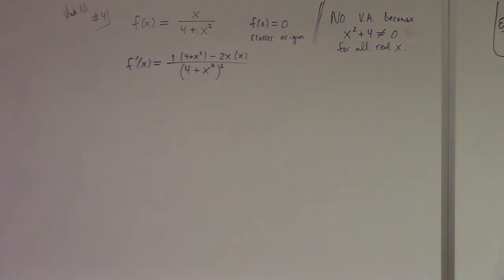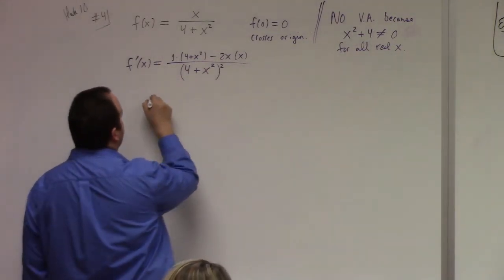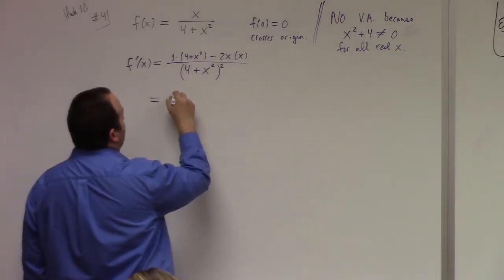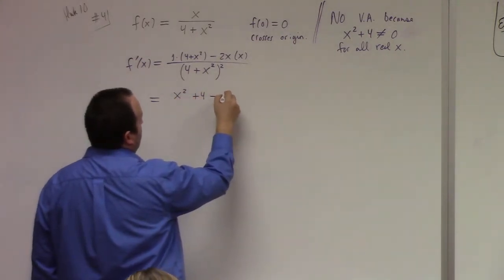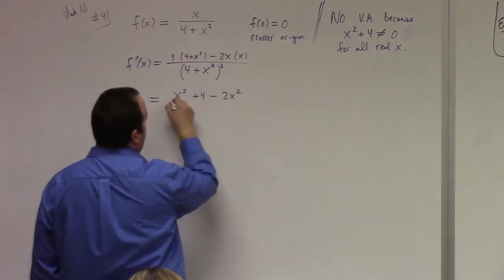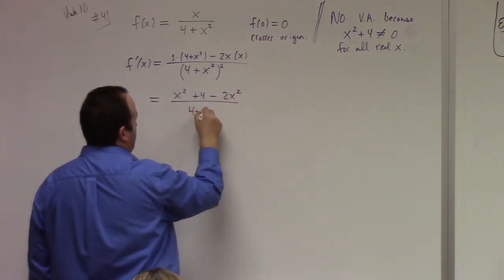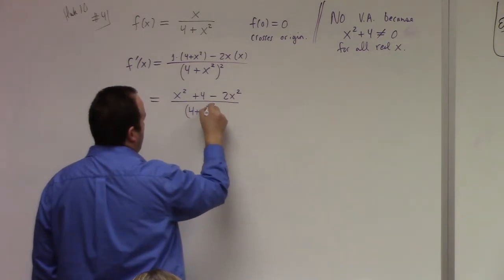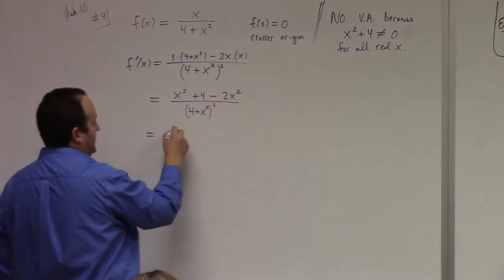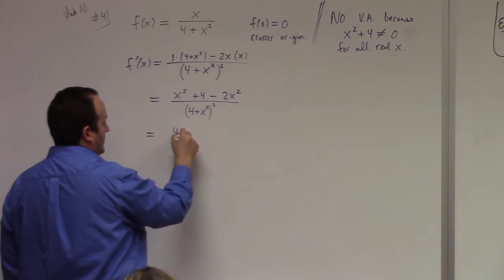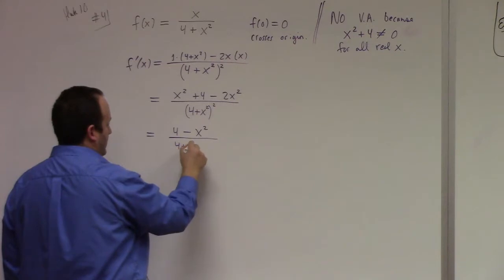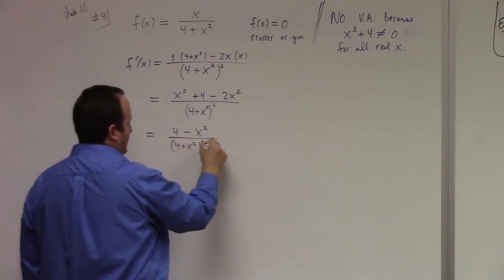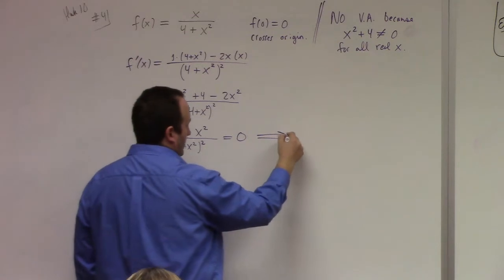Okay. But is there a critical point? Maybe there's a critical point, right? Let's see here. What do we got? We've got ourselves x squared plus 4 minus 2x squared, divided by 4 plus x quantity squared. Aha! Well, that looks like 4 minus x squared divided by 4 plus x squared, squared. Okay, let's get to the point. If this is equal to 0, that must mean what?